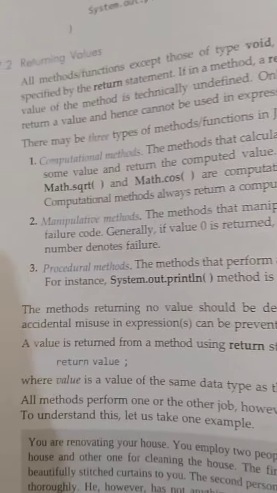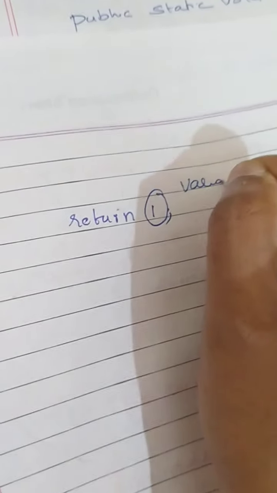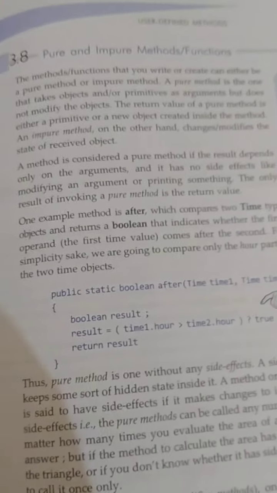Go through it, okay? And they have given a syntax for how to return a value. You just have to write the keyword return in small letters, then a value and a semicolon. This can be a variable or a constant. You can write either a variable or a constant in that position. This is the way to return a value.